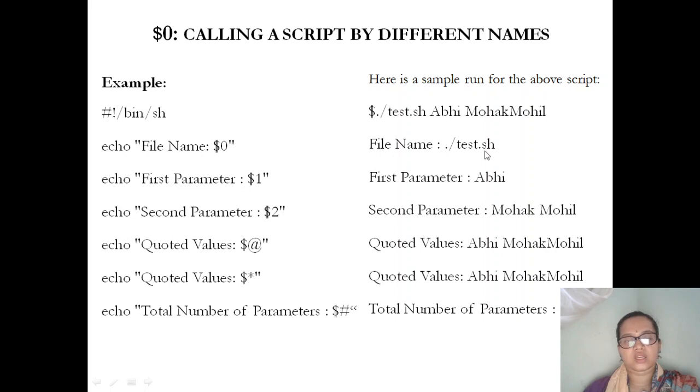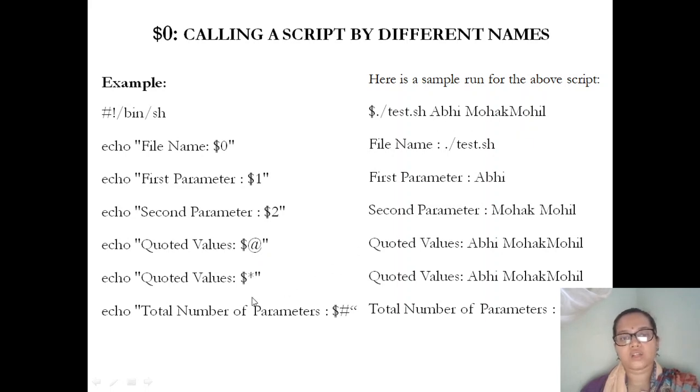After running it, I want to take out, see here, file name $0 which I have given. So the file name is ./test.sh. After that, the first parameter $1 we have given. So what is our first parameter? Abhi is our first parameter. Next we are asking for the second parameter $2. So the second parameter is Mohak Mohil. And for quoted values like $@, the entire parameter list will be listed out.